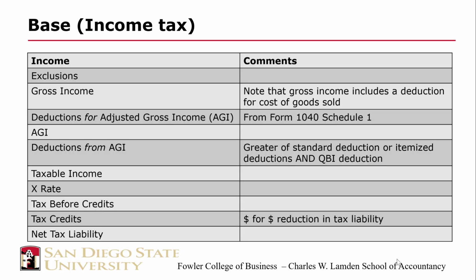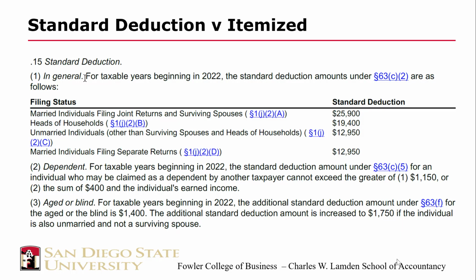Okay, so that takes us down to deductions from AGI. And this is in your table pack, so this is just a repeat of what you see. These are the amounts of the standard deduction. And you can see they vary by filing status, right? Married filing joint, surviving spouses, 25.9, heads of household, 19.4, singles, 12.950, and married filing separate, 12.950.